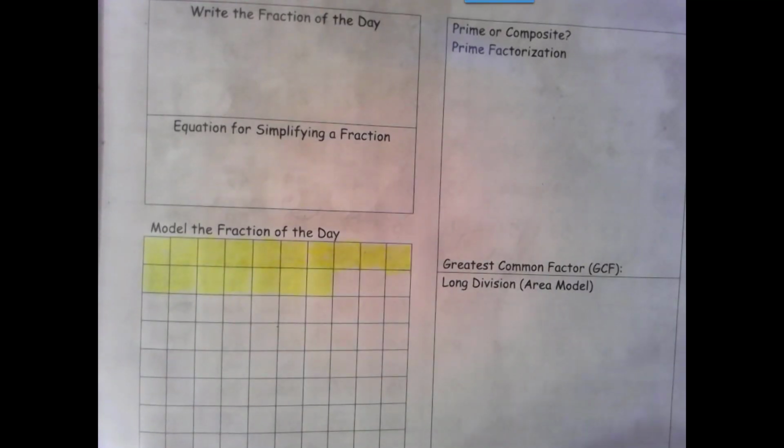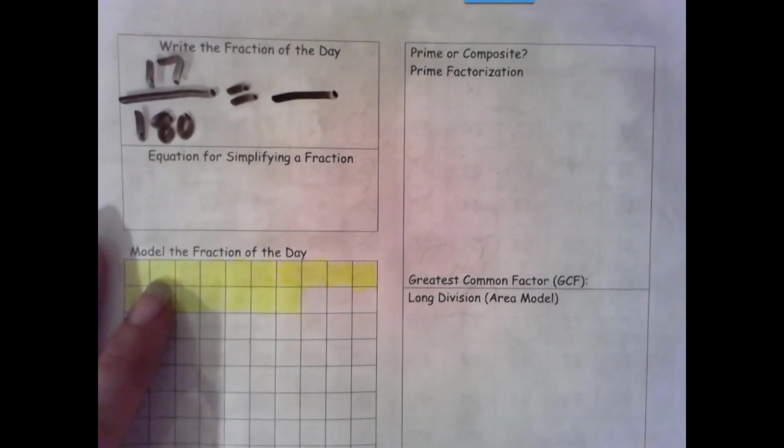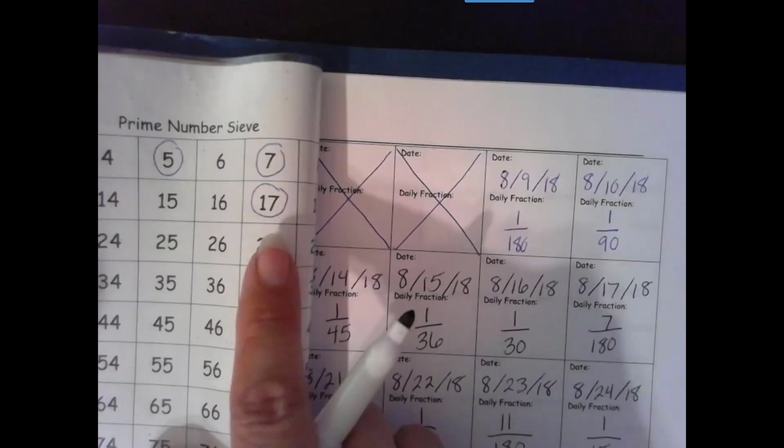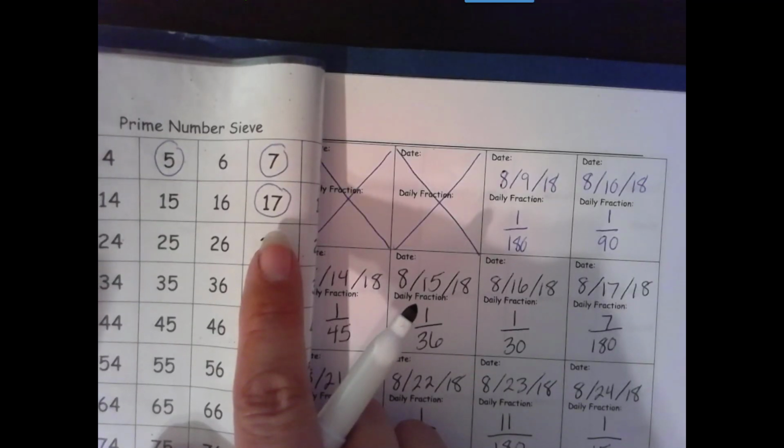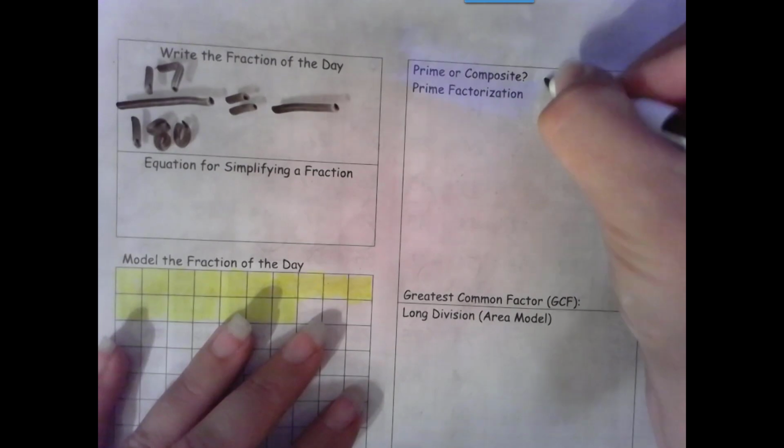Okay, let's get our beginning fraction. We have 180 school days. We're on day 17. Now let's look and see if our numerator is prime or not. So let's check 17 on our prime number sieve. And yes, 17 is circled. 17 is prime.